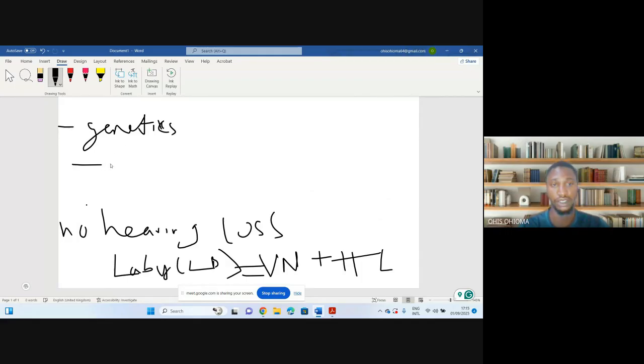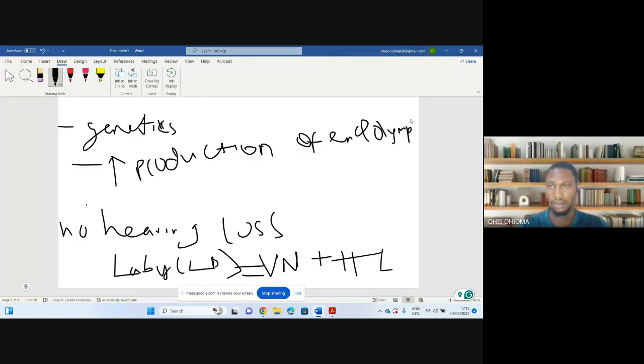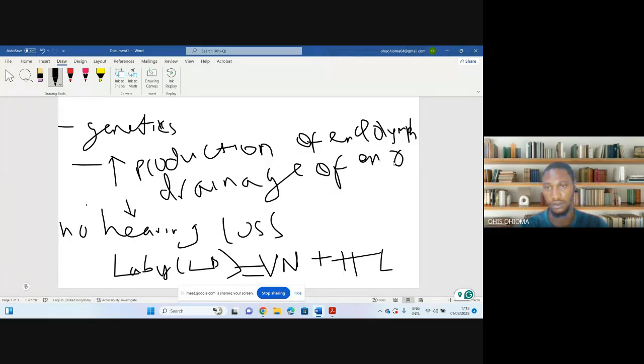The second reason is that sometimes it's usually just increased production of the endolymph. For some people, they tend to produce more endolymph than others. So increased production of the endolymph, right? And then for some other persons, there's kind of like reduced drainage. Although all these are possible reasons of the endolymph, right? These are like two reasons that have been speculated, but most of the times it's usually genetic or idiopathic.